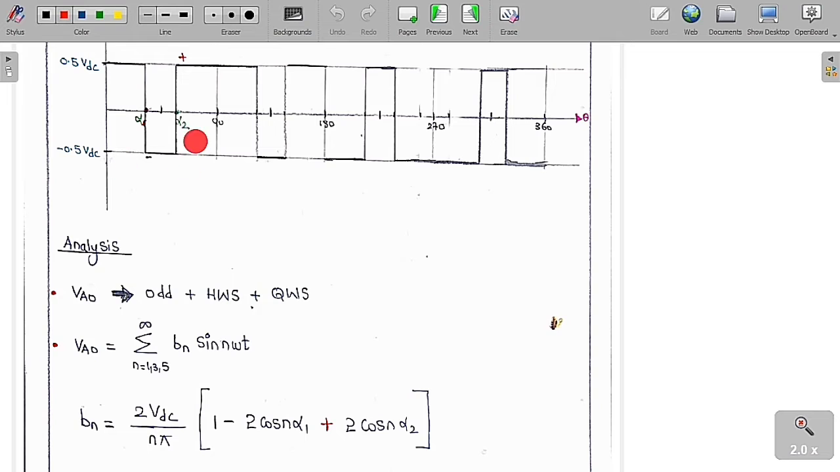So below 90 degrees only, you have to consider these things. The first is positive, so plus 1, and it is going from high to low at alpha 1, so minus 2 cos n alpha 1. And it is going from minus 2 to plus, which means plus 2 cos n alpha 2. So this is the value of Bn.